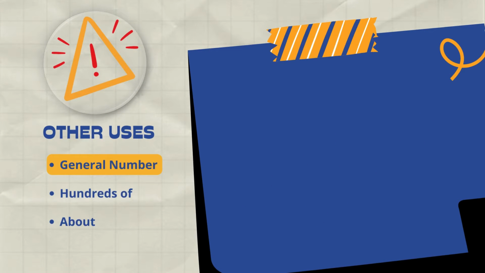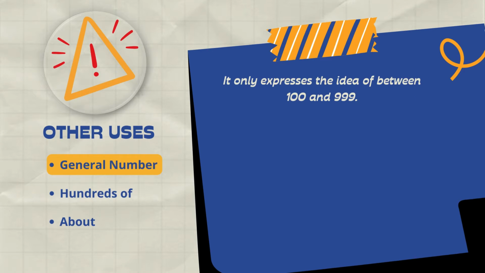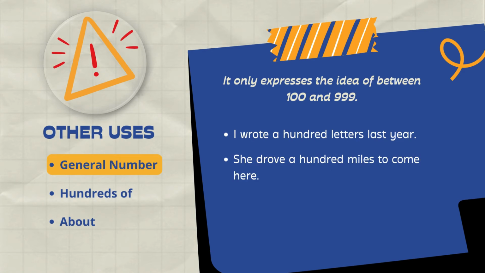However, the word 100 is not only used for numbers, but to make reference to certain approximation. The first example is for the general number. I wrote 100 letters last year. It means that you wrote many letters. You didn't count them, but it should be between 100 and 999, so it is very general.